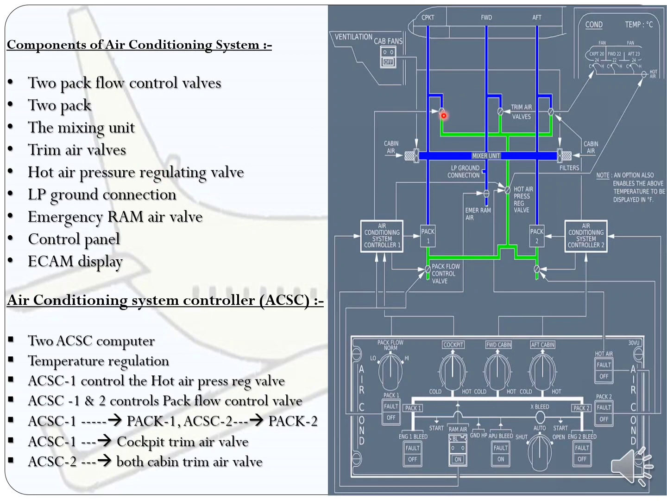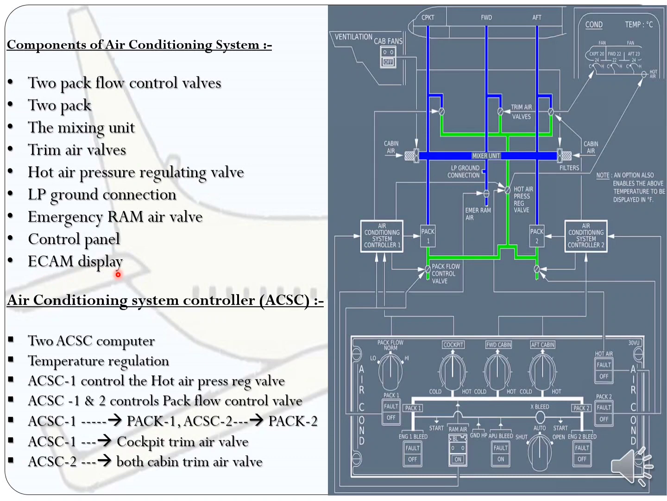Trim air valve. There are three trim air valves: one for the cockpit, then forward cabin and aft cabin. Then the hot air pressure regulating valve. You can see here this is a hot air pressure regulating valve. Low pressure ground connection, and you can see here the low pressure ground connection is fitted in the mixer unit. Next one is the emergency ram air valve. This is the emergency ram air valve. Then the control panel. You can see the control panel. This is the overhead panel in the cockpit.